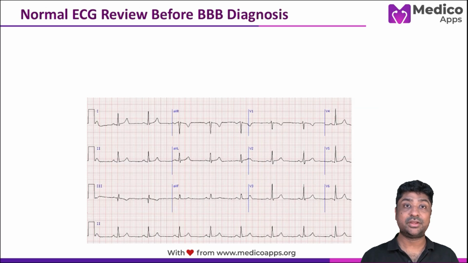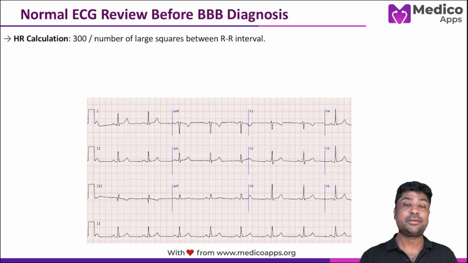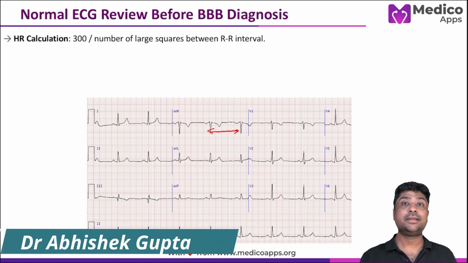Before diagnosing a bundle branch block, we first need to confirm that the baseline ECG is normal. This step helps us avoid misinterpretation due to pre-existing abnormalities. Let's begin with the heart rate calculation. Take 300 and divide it by the number of large squares between two RR intervals. This gives us an accurate heart rate based on regular rhythm.